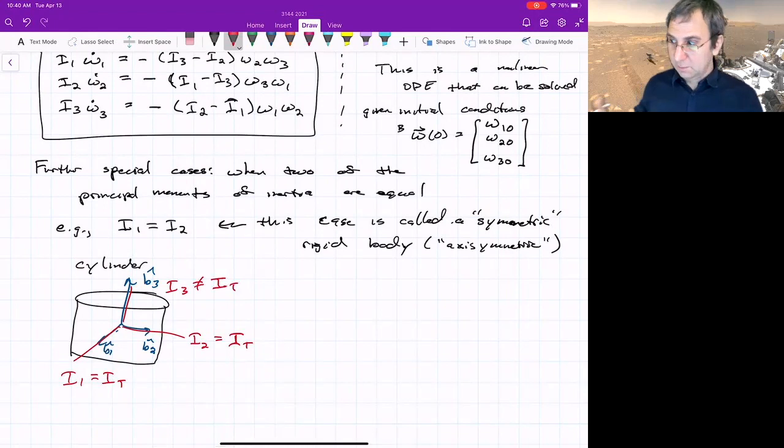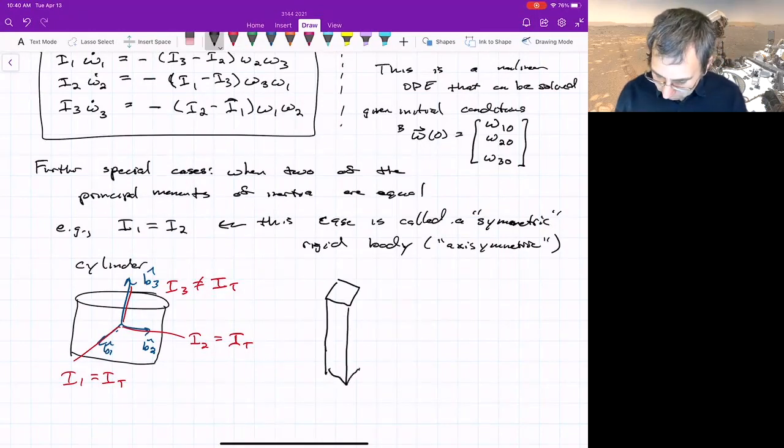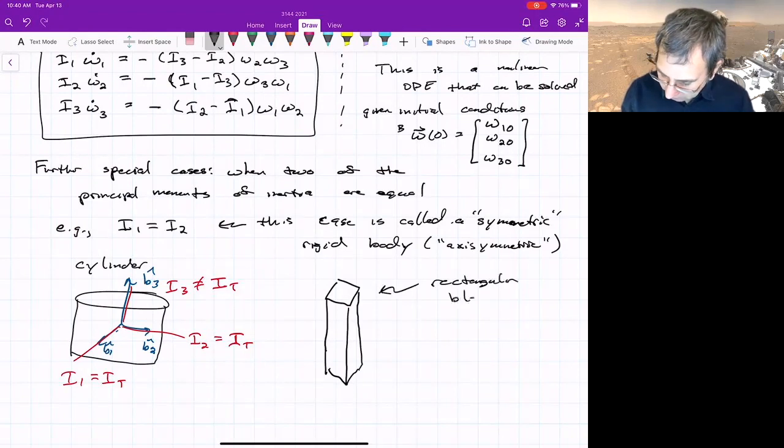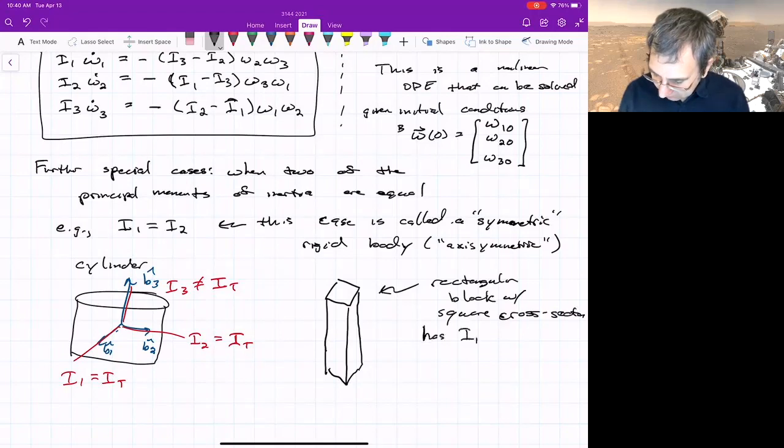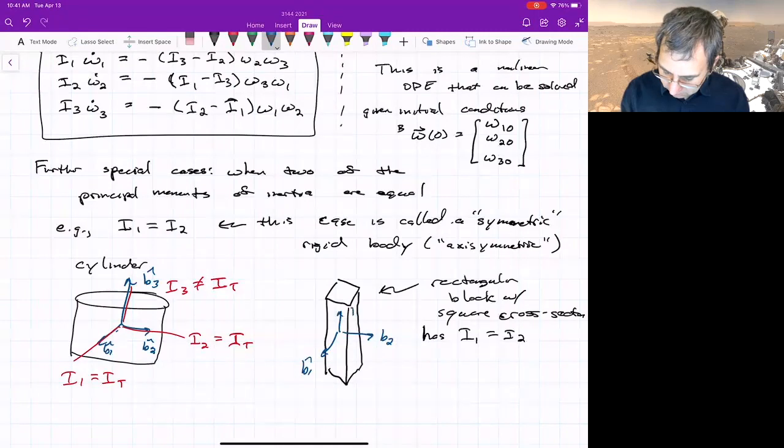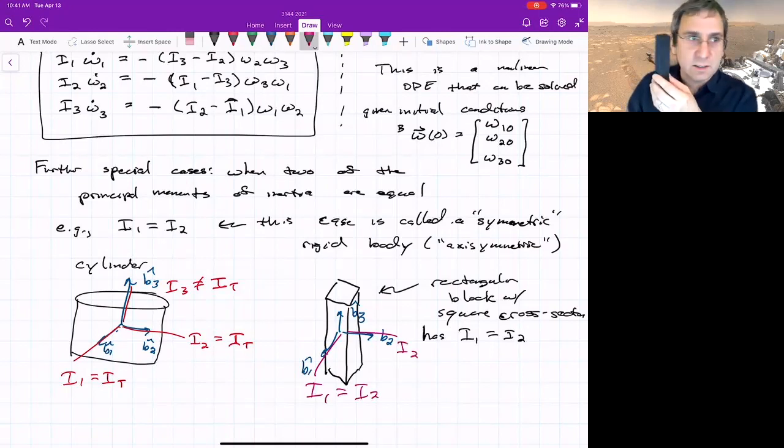If it was, then we'd have something that's completely symmetric. These are called symmetric bodies, but it doesn't have to be a cylinder. You could have a rectangular block with a square cross section. It's not axisymmetric, but it also has I1 equal to I2. If we were to write this is B1, this is B2, and then this third one is B3, these moments are also equal. I1 equals I2, like this.